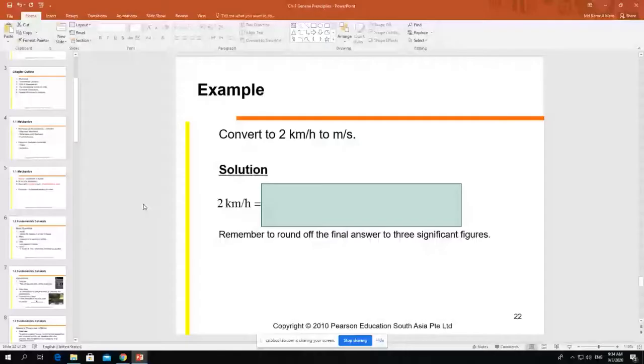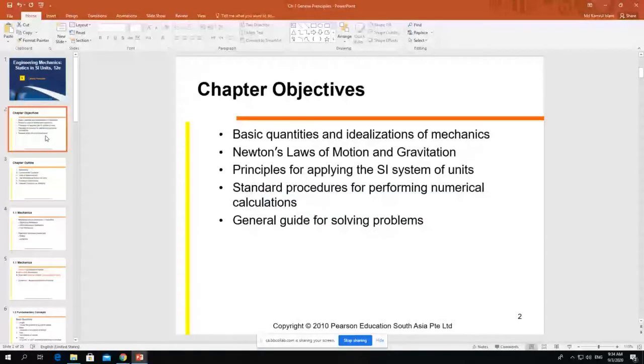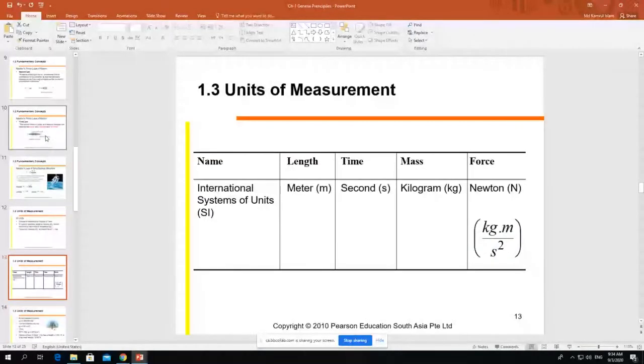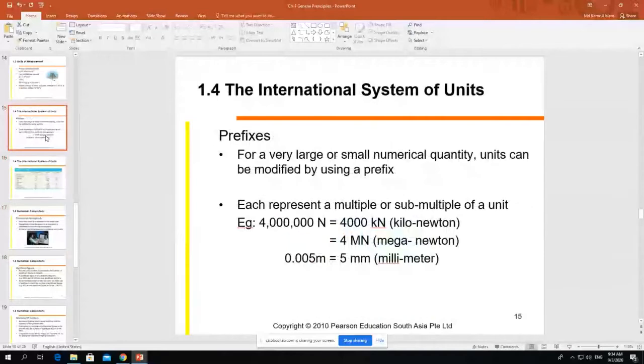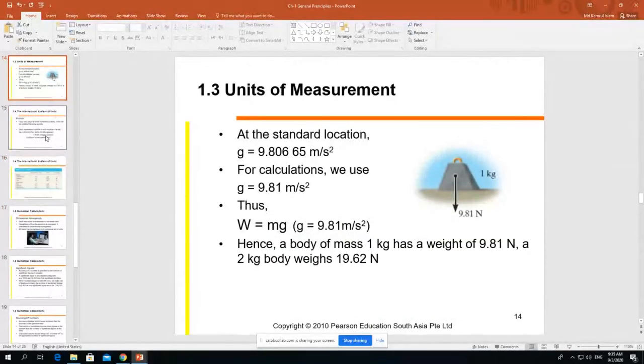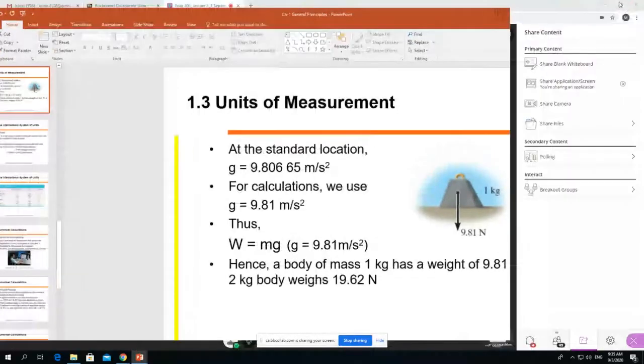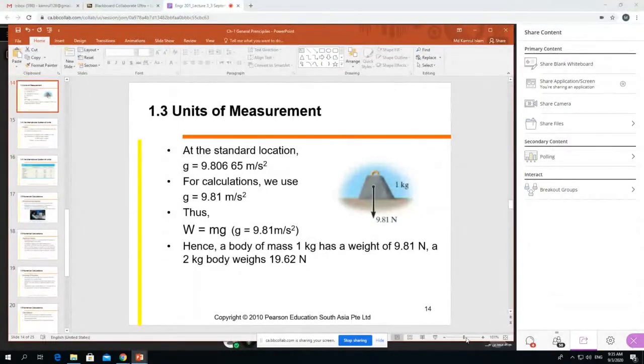Okay. Now shall we start our lecture today? Tell me, can you see the screen? Yes, we can see. Fine. Okay, fine. If you can see the screen, so we start now our lecture today from here.